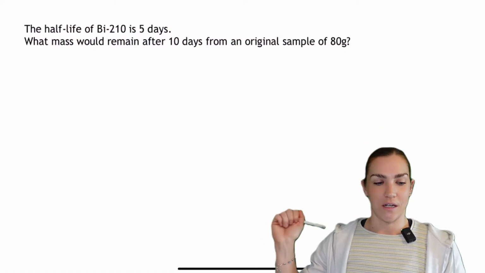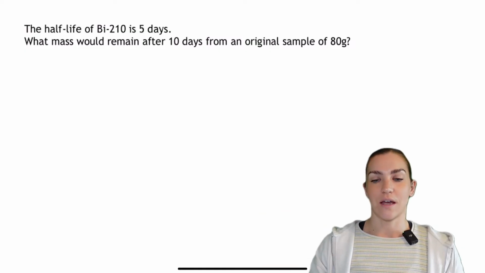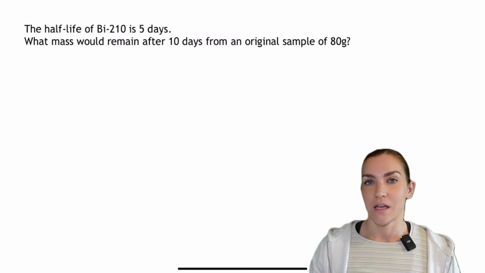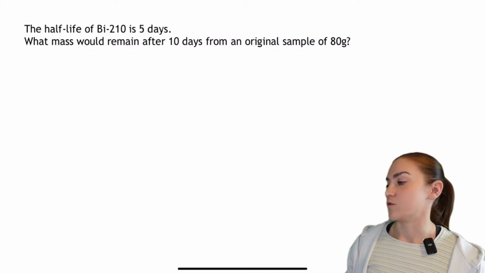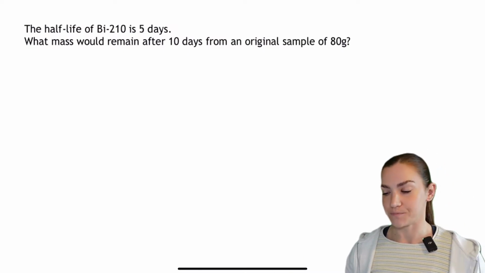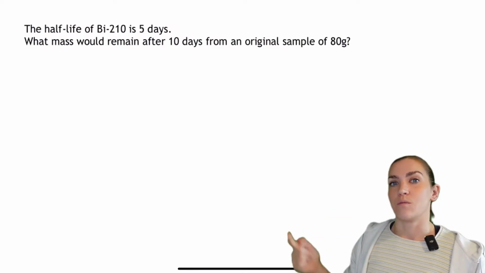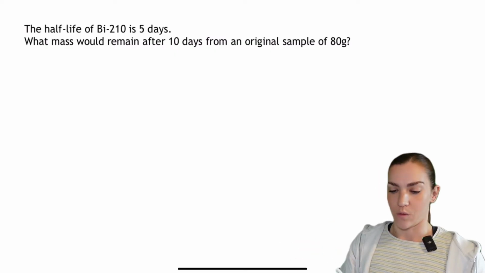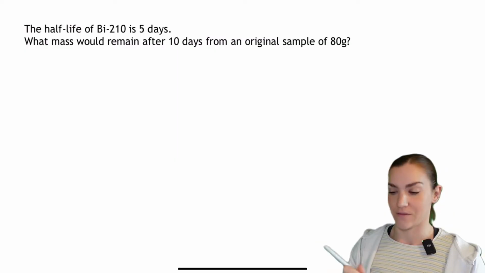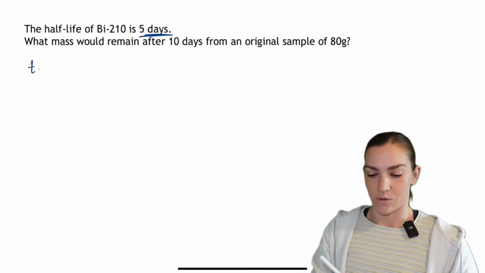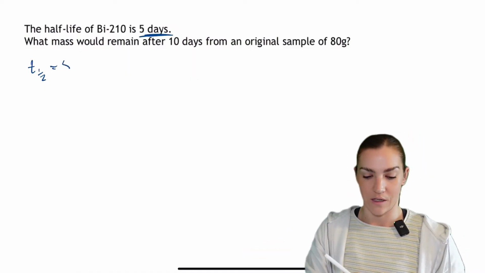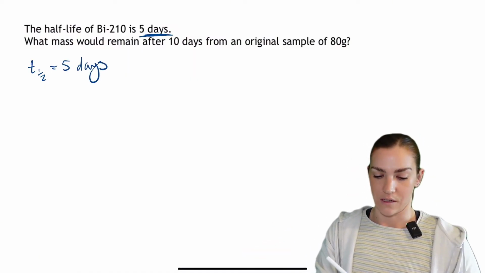So the first one here is telling us that the half-life of bismuth-210 is 5 days. And then it's asking what mass would remain after 10 days from an original sample of 80 grams. So important things to jot down would be what is the half-life. So we can see from the question that the half-life is 5 days. So then we would note down T1/2, which is just shorthand for half-life, is 5 days.